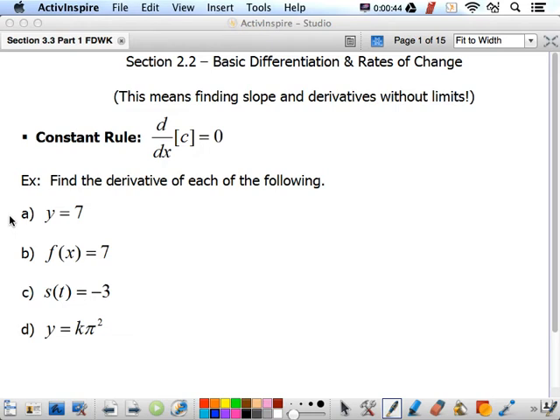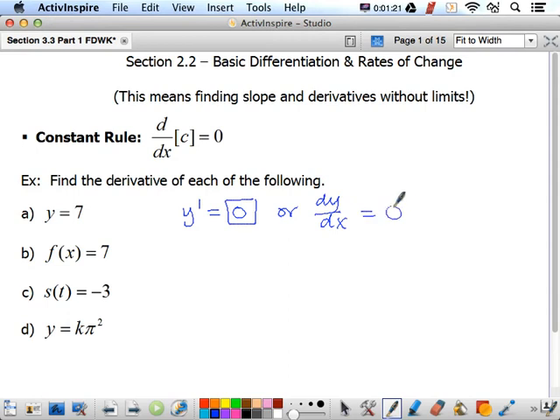Well, what's the slope of any horizontal line? 0. So any constant function takes the shape of a horizontal line, and the slope of any horizontal line is 0, and therefore the derivative of any horizontal line is 0. So the derivative of any constant is 0. So if we're asked to find the derivative of y equals 7, we simply state that y prime equals 0. Another notation we could use for that is dy dx equals 0.